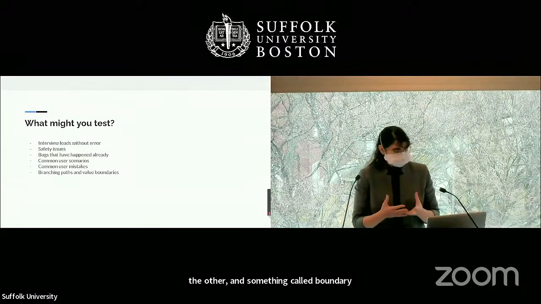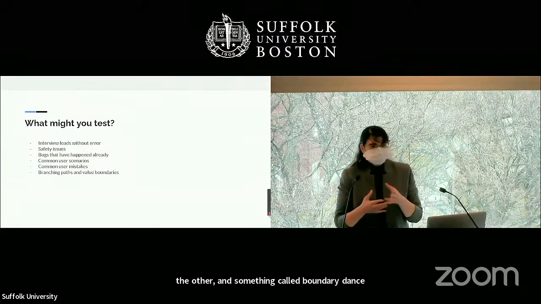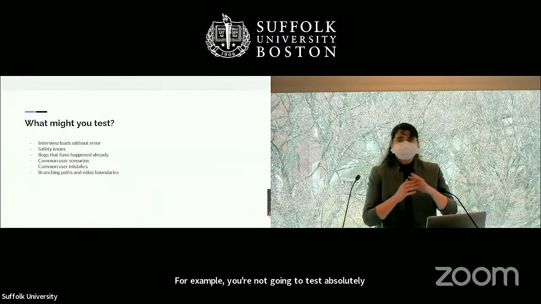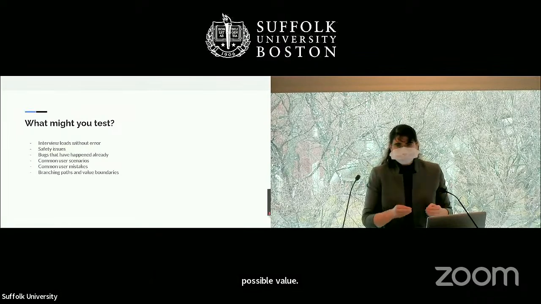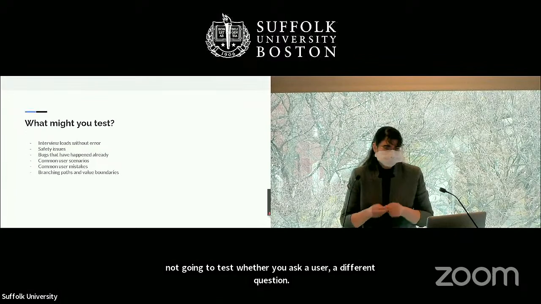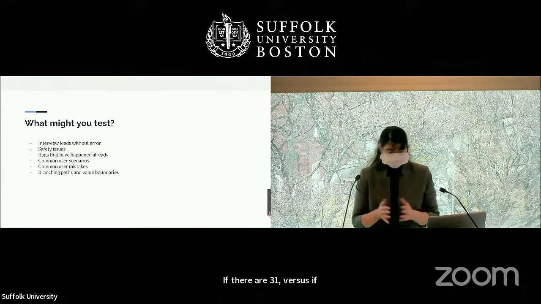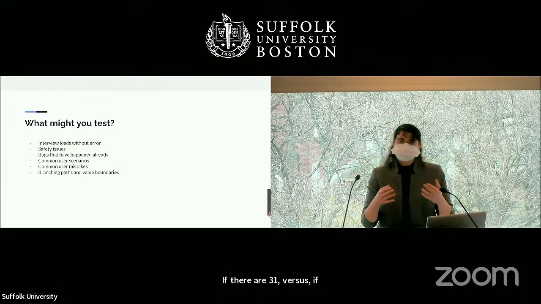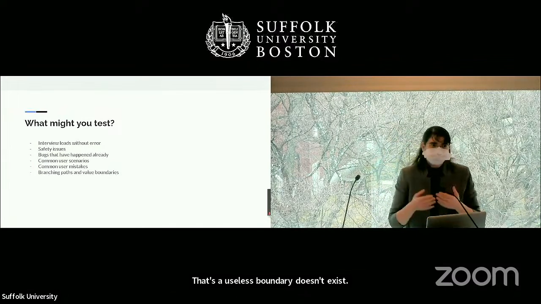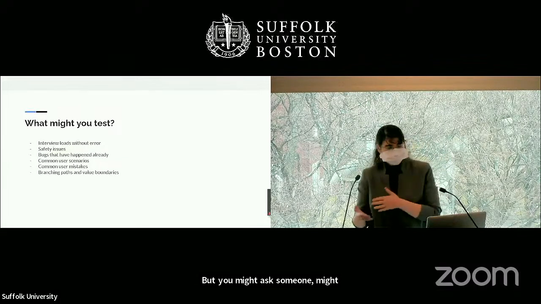For example, you're not going to test absolutely every possible value. You're not going to test whether you ask a user a different question if they're 31 versus if they're 30 years old, right? That's a useless boundary, it doesn't exist. But you might make sure that you ask someone who's 17 years old different questions from someone who's 18 years old.